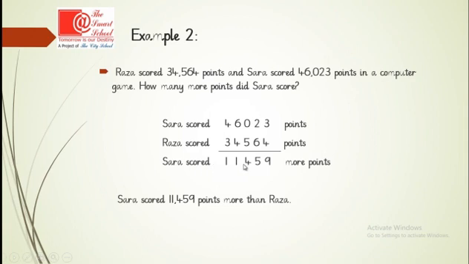So Sarah scored 11,059 points more than Raza. So we will write this answer as a statement. Sarah scored 11,459 points more than Raza. So now check your answer and then it is done.